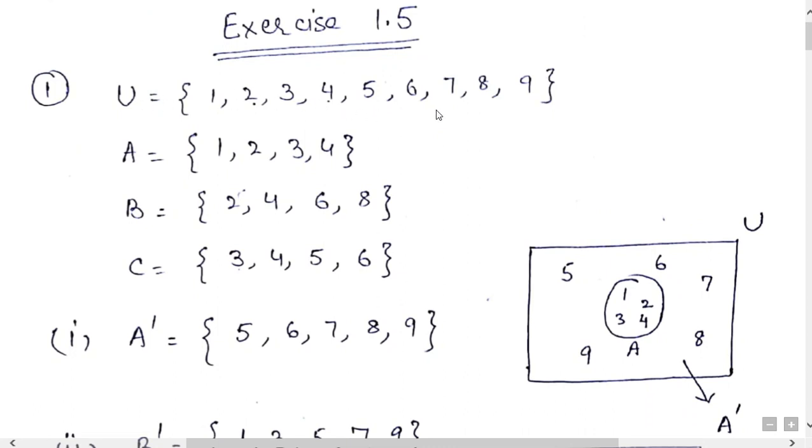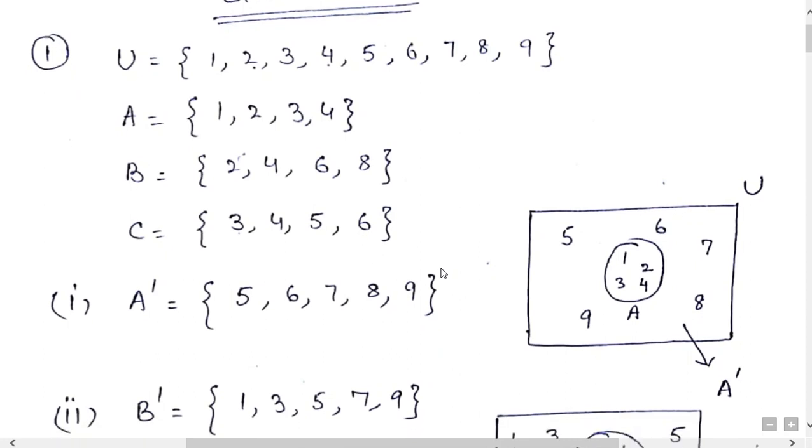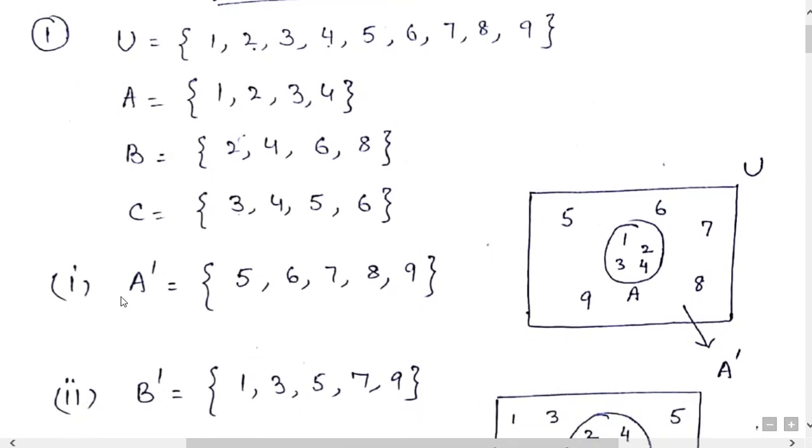The statement is given to you: universal set elements from 1 to 9, and set A from 1 to 4, set B 2, 4, 6, 8 and set C 3, 4, 5 and 6. In the first part, we have to calculate complement of A. 1, 2, 3, 4, 4 elements are there.